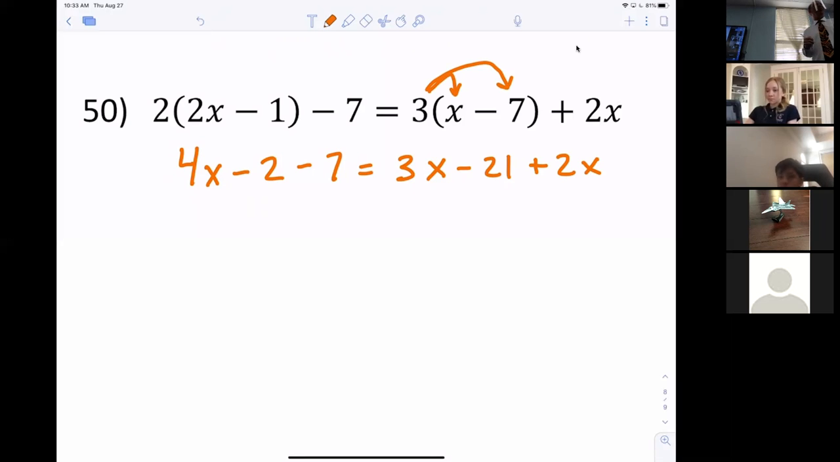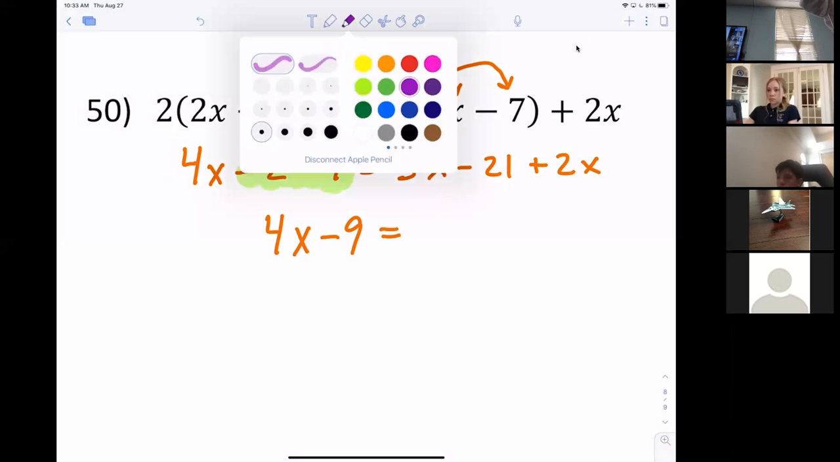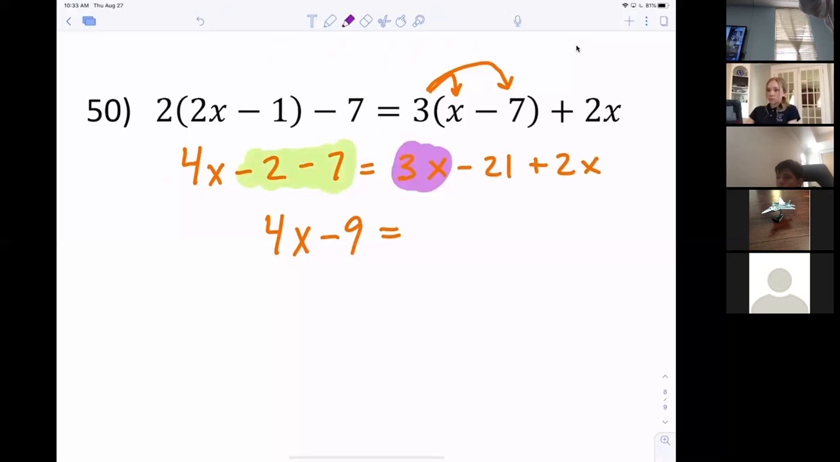Now, we combine terms. That's easier. So I'm going to highlight negative 2 and negative 7 is what? Negative 9. Thank you, negative 9. Now I'm looking over here, equals. Over there, it's 5x. There we go, 5x minus 21.